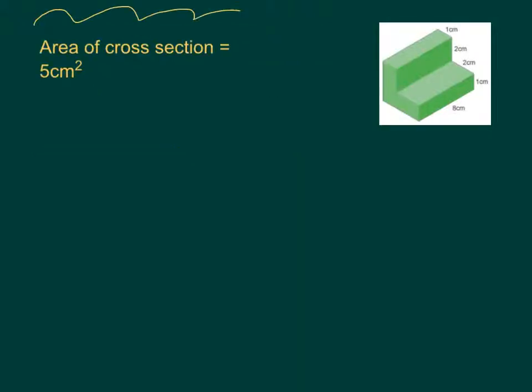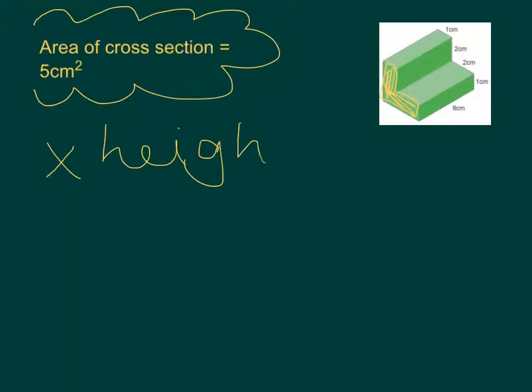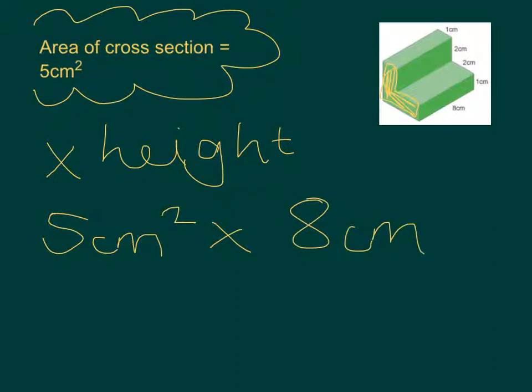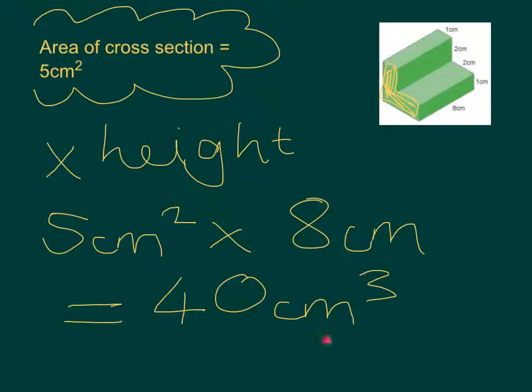So now that we've worked out that the area of the cross-section is 5 centimetres squared, then we simply follow the same formula that we've been following so far, and we multiply the cross-section by the height. So in this case, we have 5 centimetres squared times, as we can see here, 8 centimetres, which gives us 40 centimetres cubed. And that is our answer.